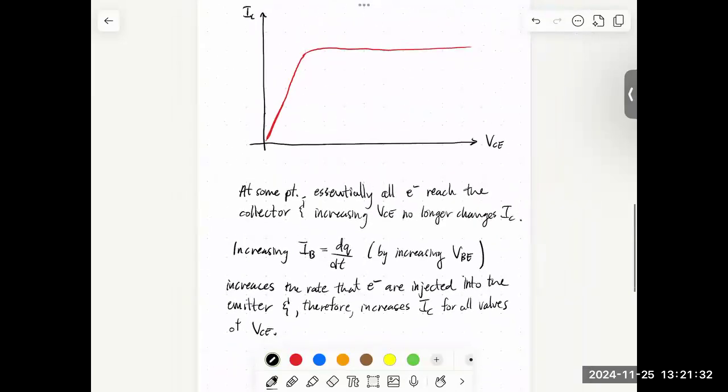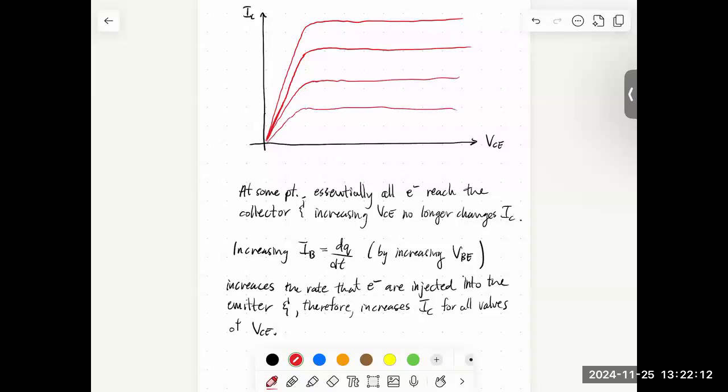So let's imagine we did that. We had this one curve which corresponds to some particular value of the base current. Then we increase the base current again, just a little bit, and we should get a corresponding curve that looks something like this. It's the same sort of thing, but we always have a little more current because we're supplying the emitter with more electrons. Of course, we could do the opposite. I could turn down the base current and we would get a curve that looks something like this.